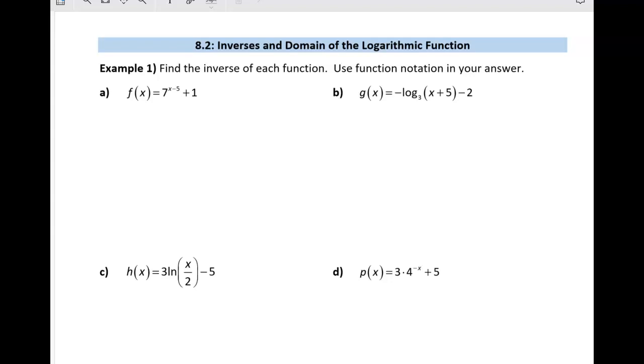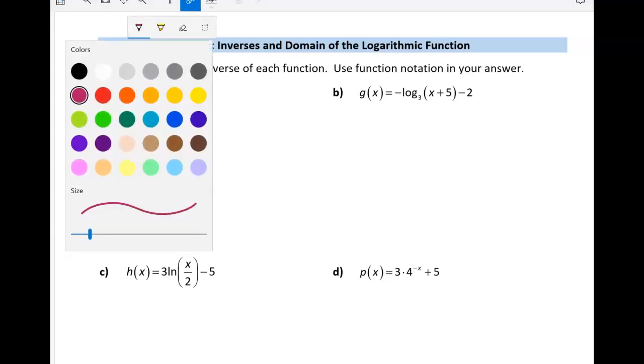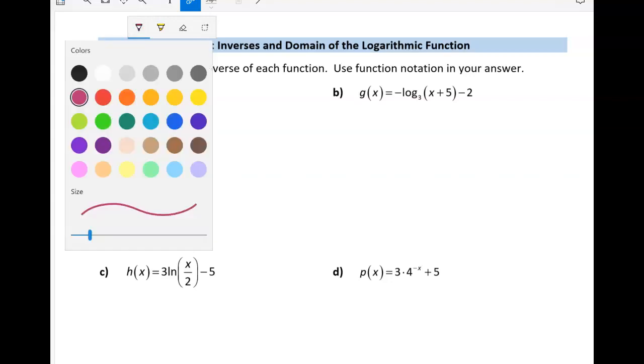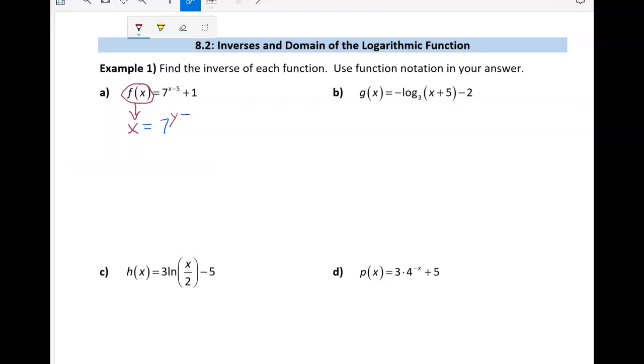In this lesson, we're going to be finding inverses of logarithmic and exponential functions. So we're building on what we already know about inverses, and how to create an inverse is to take the y variable, and remember that f of x really means y, and replace it with x, and then take the x variable and replace it with y. So that's how we're going to begin finding the inverse for this function.